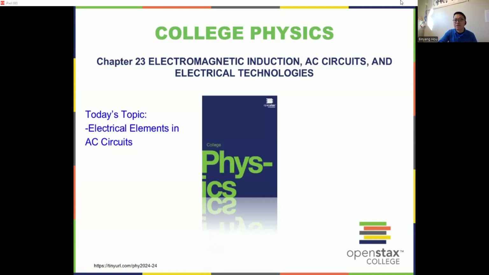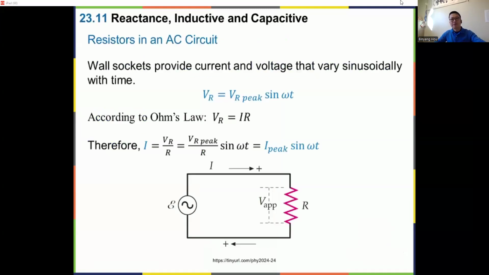Today's main topic will be electrical elements in alternating current circuits. We'll be talking about resistors, inductors, and capacitors, those three elements, and how they behave in AC circuits. So let's jump in. First, we'll start with the simple element, the resistor, and see how it behaves in the AC circuit.